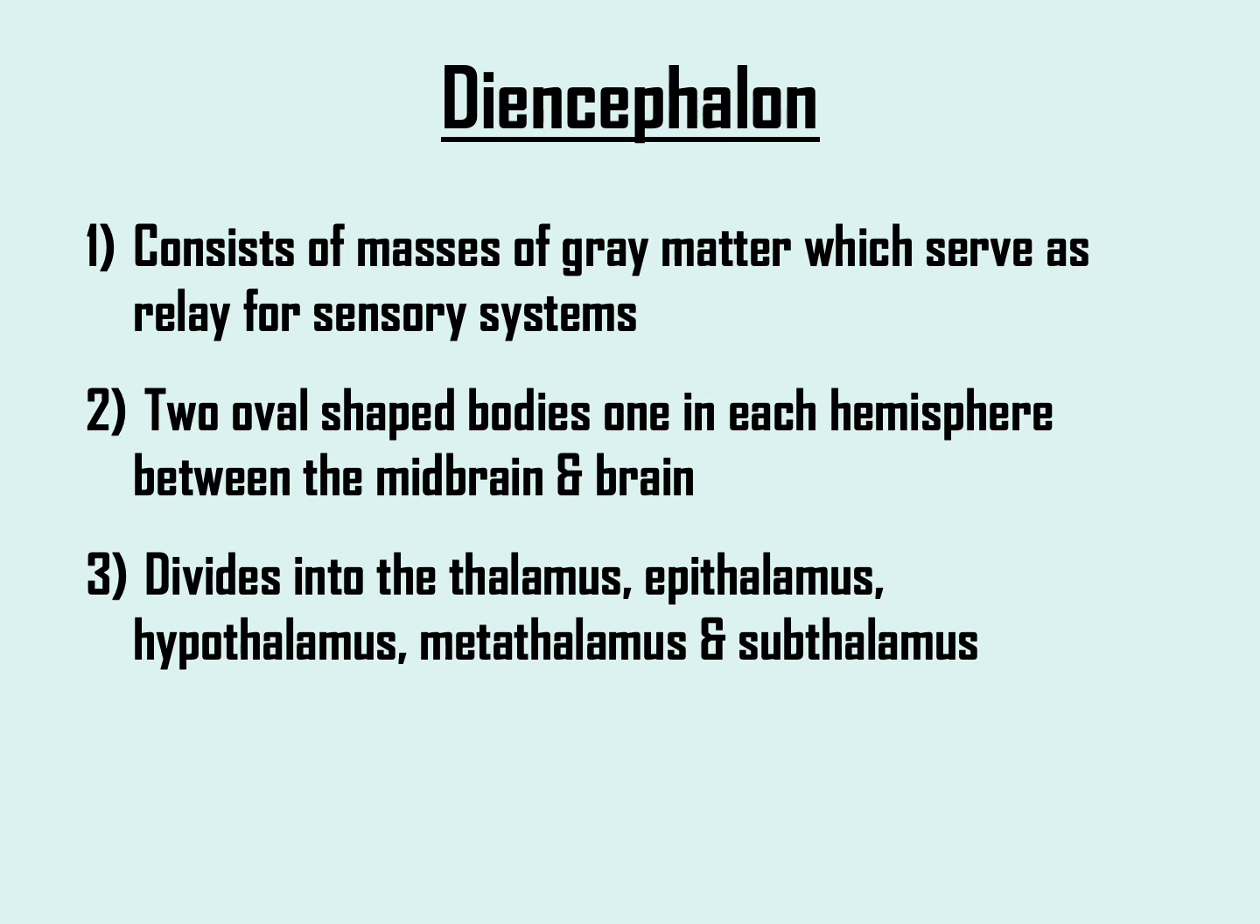It divides into the epithalamus, hypothalamus, metathalamus, subthalamus, and the thalamus. The two main regions that we hear about over and over again are the thalamus and the hypothalamus. Not all textbooks go into great detail about the other divisions. So when we say cerebral hemispheres, we are including the diencephalon. The third ventricle is a cavity that separates the diencephalon into two equal halves.